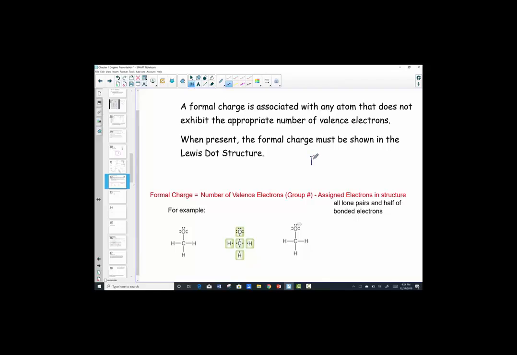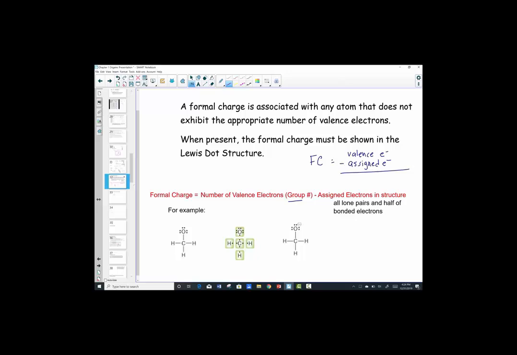Formal charge is calculated by taking the number of valence electrons for that atom from the periodic table. And remember, you find that just by where it lives on the periodic table, its group number. And you subtract the assigned electrons to that element in the compound. So group number minus assigned electrons.